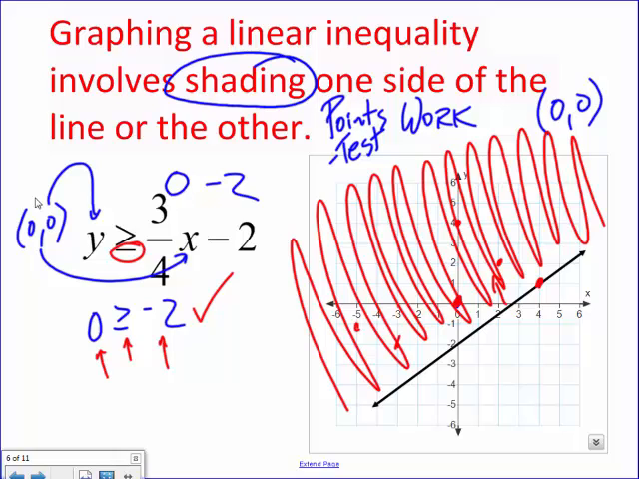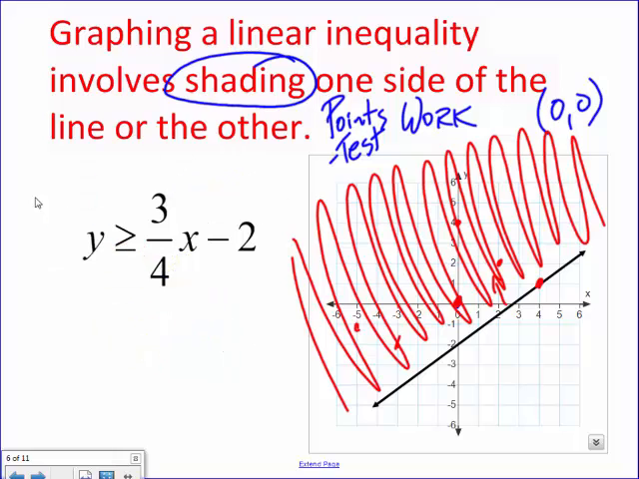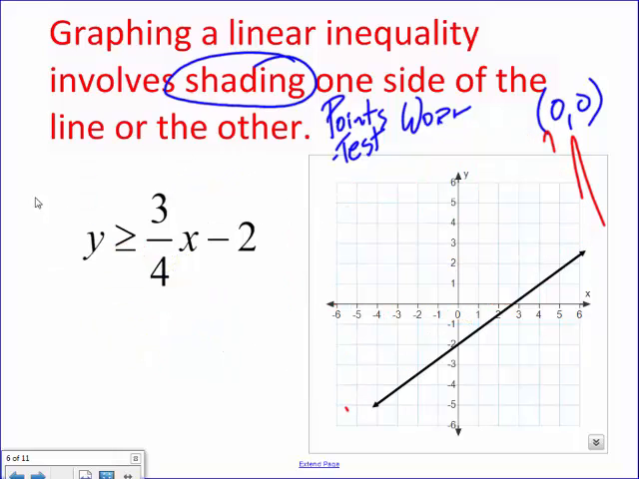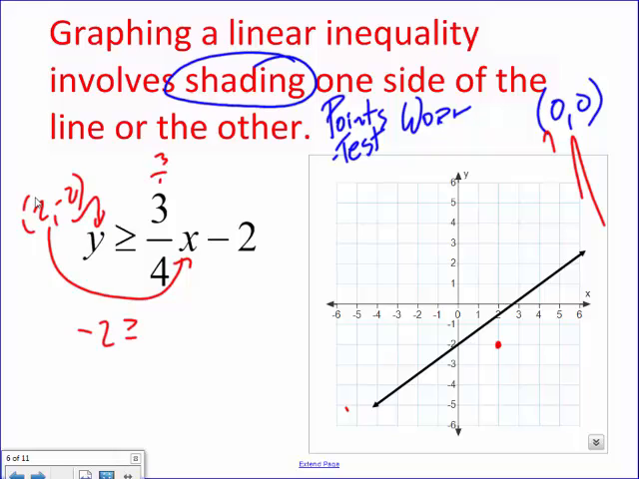If I test a point on the other side of the line, it wouldn't work. Let's just show that to you here. So if I were to test a point that was on the other side, for example, 2, -2, let's try that. I'm going to plug in -2 for y, 2 for x. So I'd get -2 is greater than or equal to, well, 3/4 times 2 is, this becomes a 2, that becomes a 1, so I got 3/2.